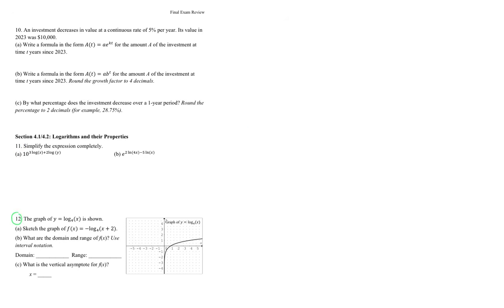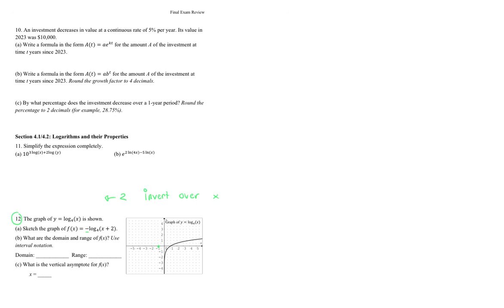Moving on to number 12, we're going to start with sketching the graph of negative log base 4 of (x plus 2). So we need to recognize that this is going to shift us to the left 2. And it's also going to invert our graph over the x-axis. If we look right here, we can see that this is hitting around (1, 0). So ours is going to hit around (-1, 0) because it moves over 2.